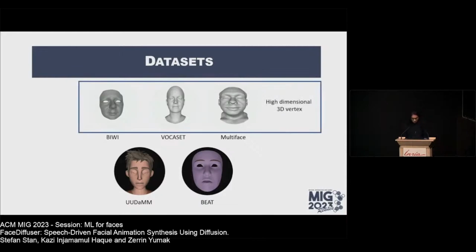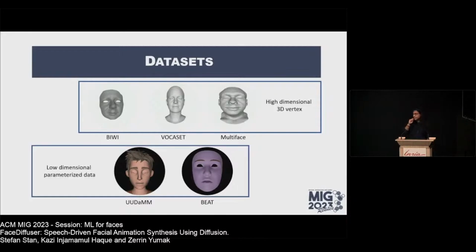The top row, the top 3 data sets, are the high-dimensional 3D vertex-based data sets, so it's 4D scans. The bottom 2 are low-dimensional parametrized data. Our in-house data set is character-specific Maya control values, and the Beat data set is Apple ARKit blend shape values.